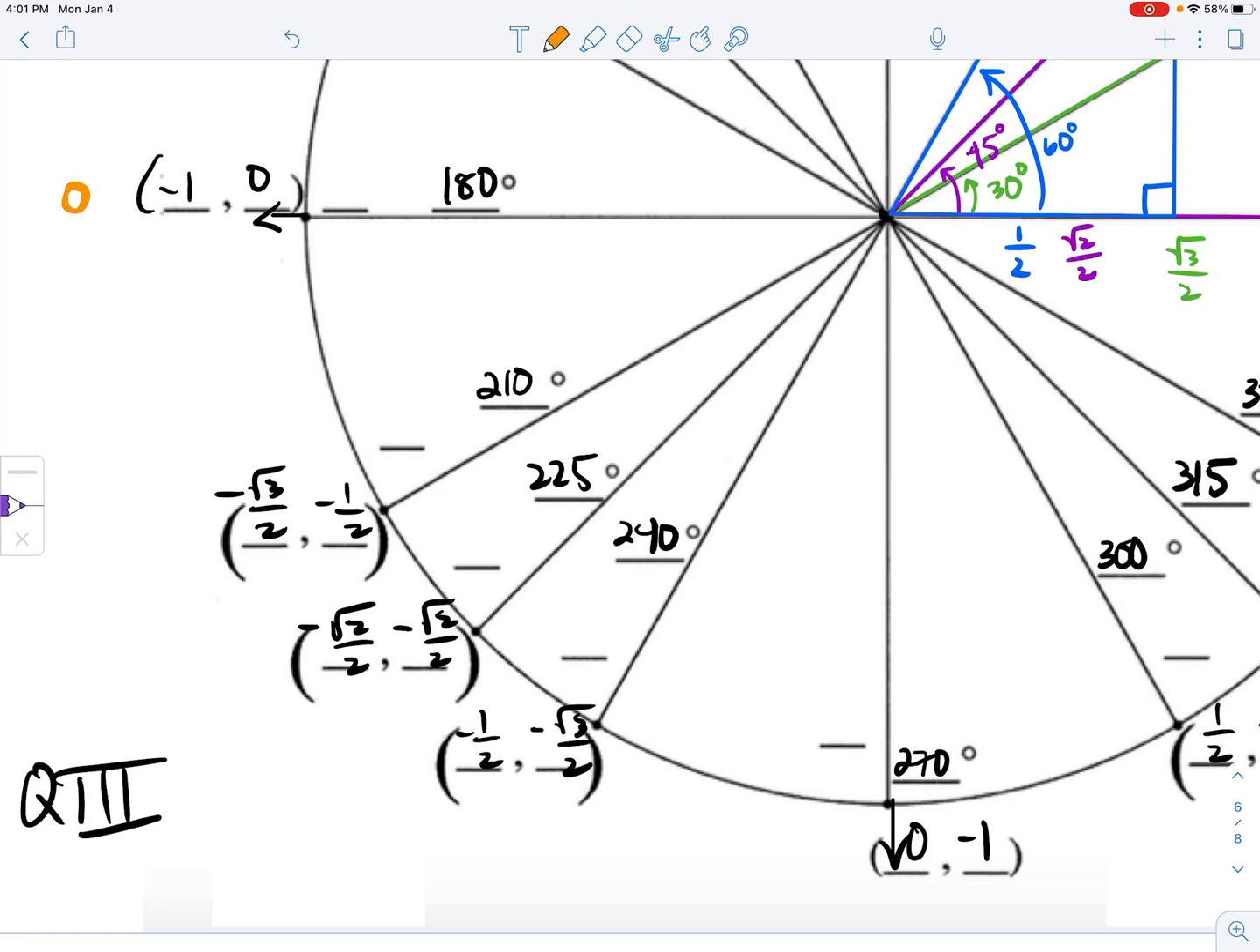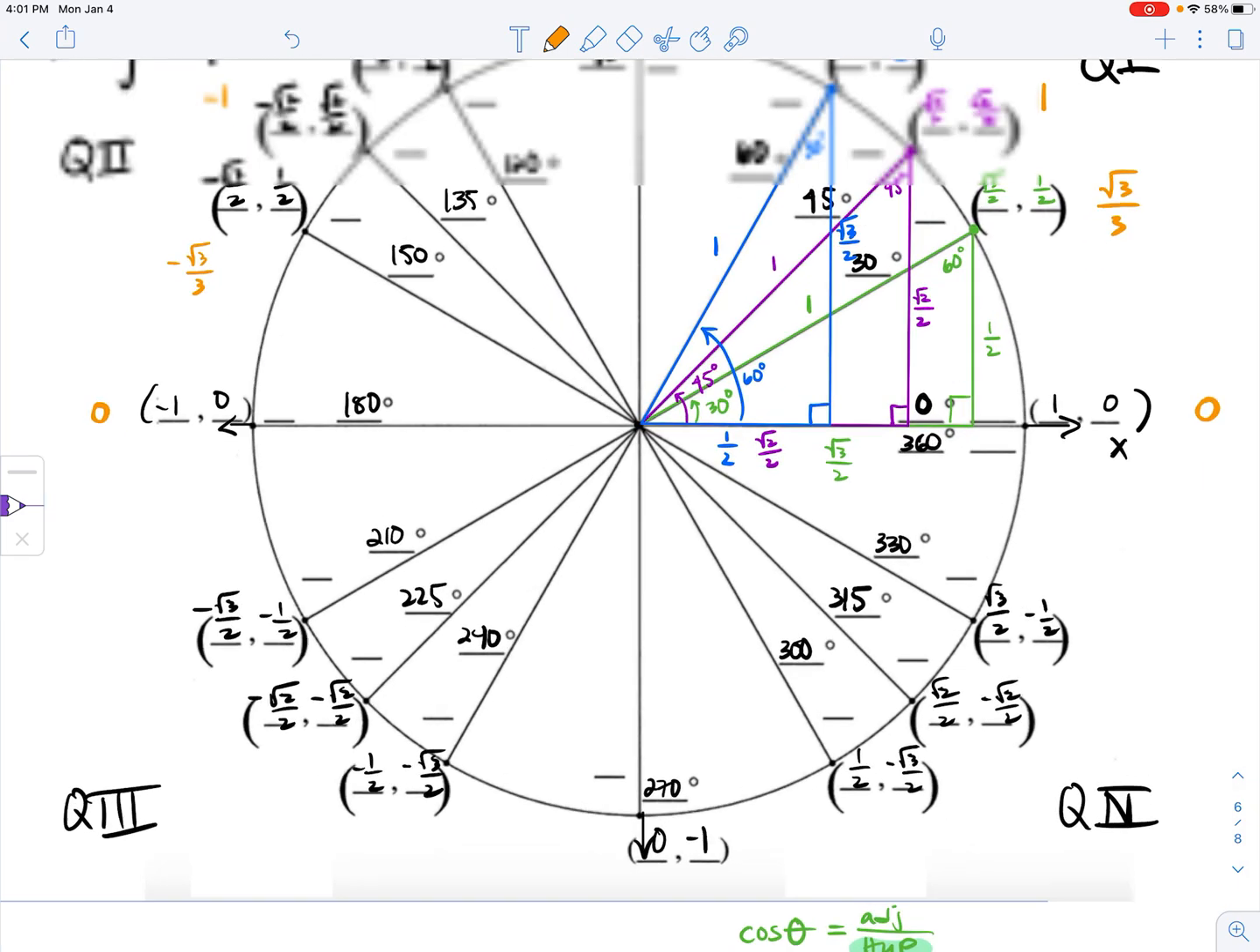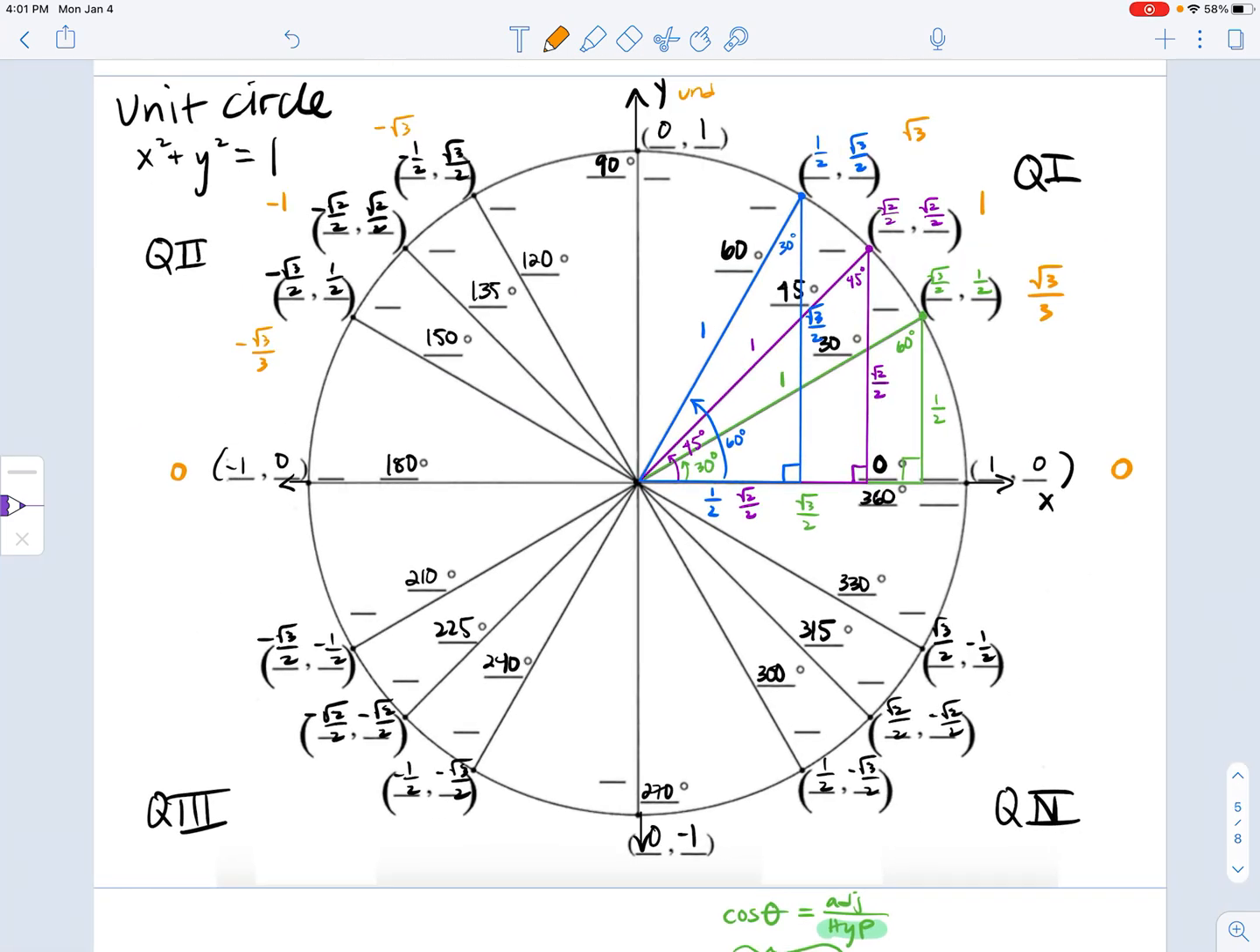0 at 180 degrees. And then since x and y are both negative, and a negative divided by a negative is a positive, in quadrant 3, we'll have root 3 over 3 for tangent of 210 degrees. 1 for tangent of 225 degrees. Tangent of 240 degrees will be root 3. Undefined at 270 degrees. And then back to negative, since now the y-coordinates are negative. So negative root 3 for tangent of 300 degrees.